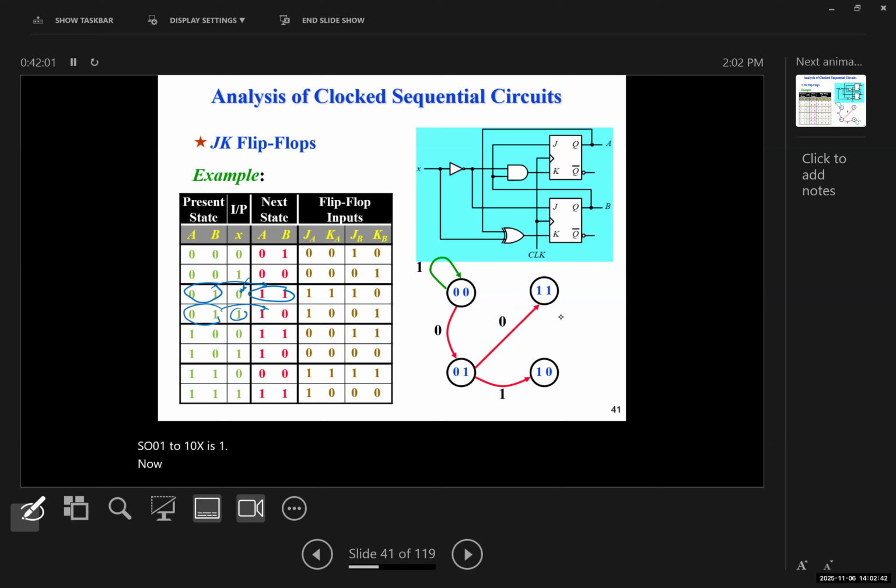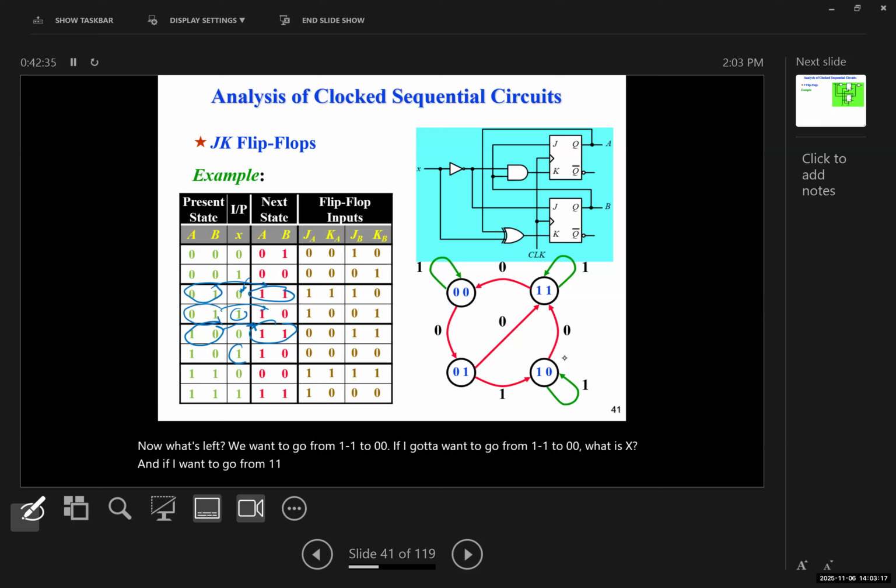Now, if I want to go from 1, 0 to 1, 1, what is x? 0. So 1, 0 to 1, 1, x is 0. 1, 0 to 1, 0, x is 1 to itself. Now, what's left? We want to go from 1, 1 to 0, 0. If I want to go from 1, 1 to 0, 0, what is x? It's 0. And if I want to go from 1, 1 to 1, 1, x is what? 1.